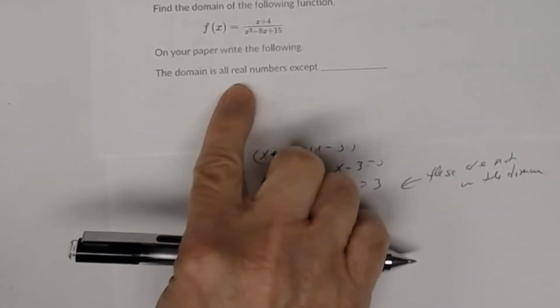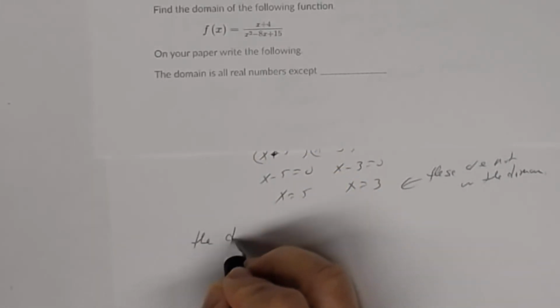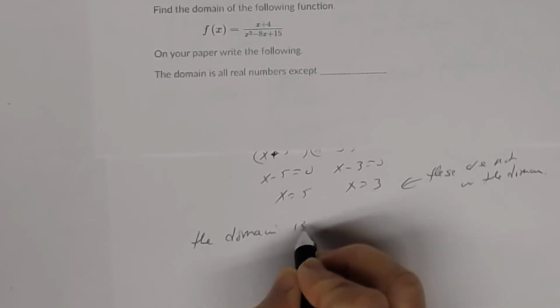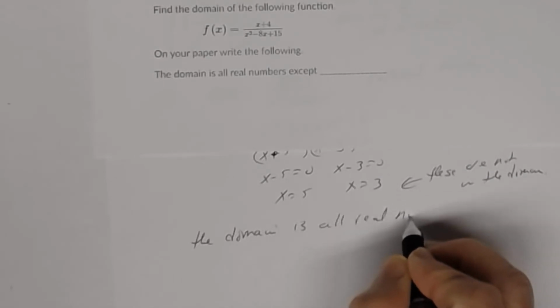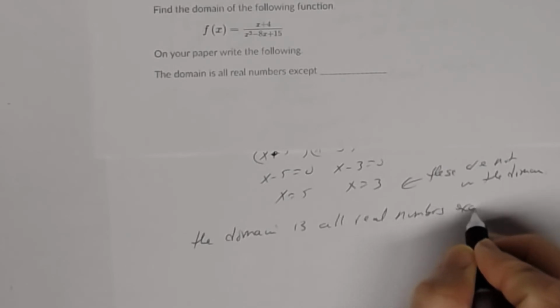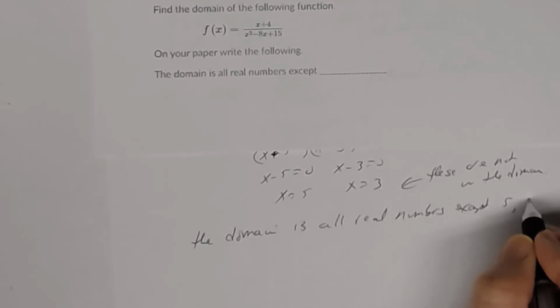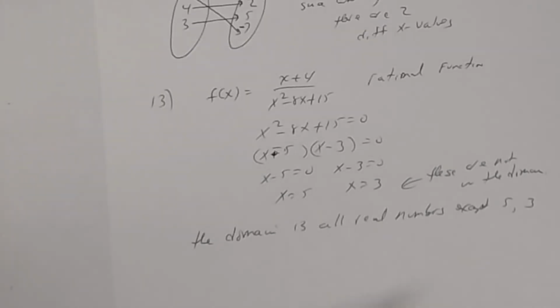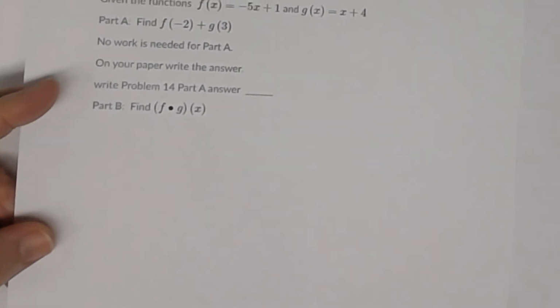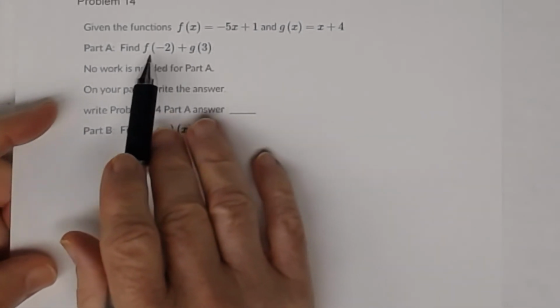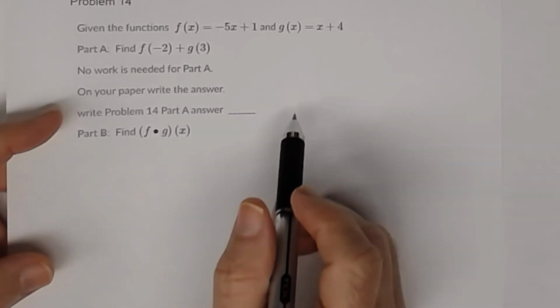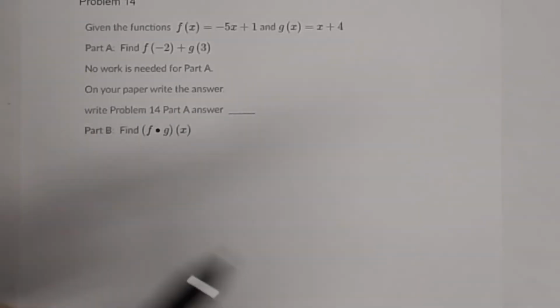So where it said, right on your paper, the domain is, you'd say the domain is all real numbers except these two, 5 and 3. All right, so that was number 13. Okay, let's look at 14. So in 14, that one was easy as well. So in 14, you have these two functions, f of x and g of x, and you want to find f of -2 and g of 3. So let's go ahead and write this out. So here's 14.